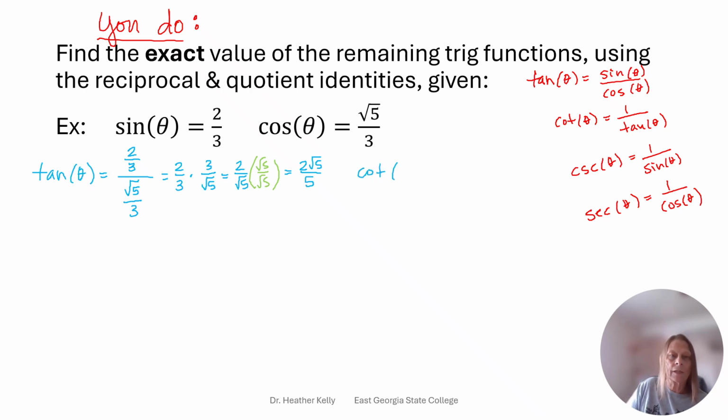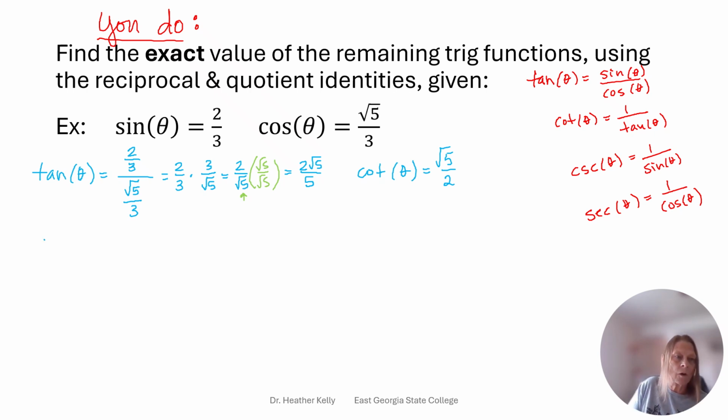Our cotan of theta is, let's see, root 5 over 2. We get to pick it up right here because that was actually the answer, tangent theta. We just had to put it in a cleaner form. So this is root 5 over 2.